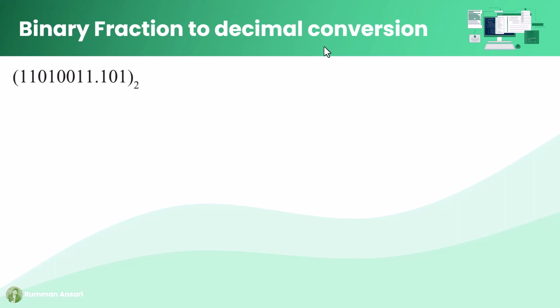In this video we'll talk about how we can convert a binary fraction to decimal. In our previous video we already discussed how to convert a binary number without a fraction. But in this section you can see there is a point over here, and after that we have 1 0 1. So in this case, what do we have to do? We'll discuss that.